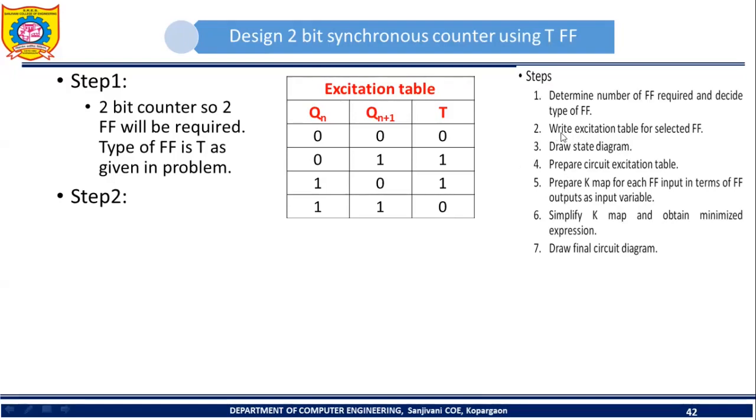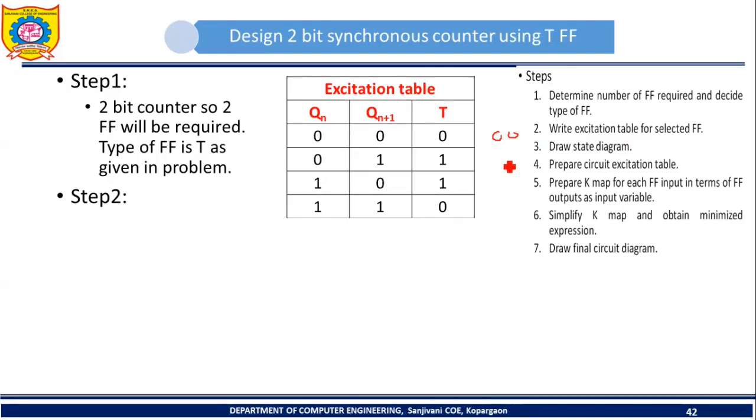So that is step number 2. Then step number 3, draw state diagram. So see, we want to design a 2-bit counter. So in a 2-bit counter, we will have how many states? 4 states. In a 2-bit counter, we will have 4 states. Which will be those 4 states?